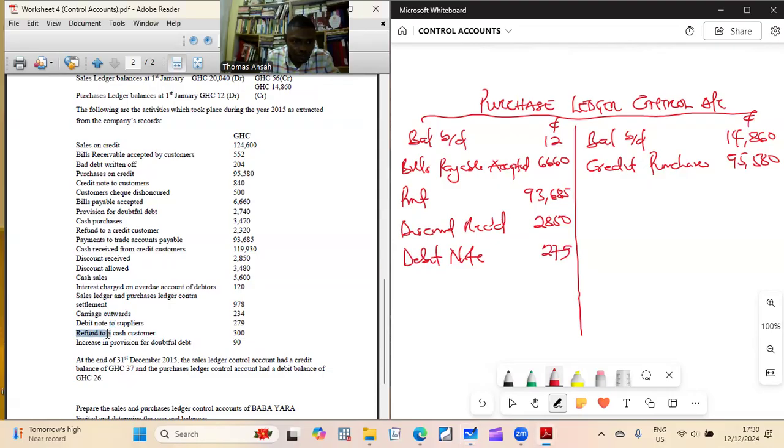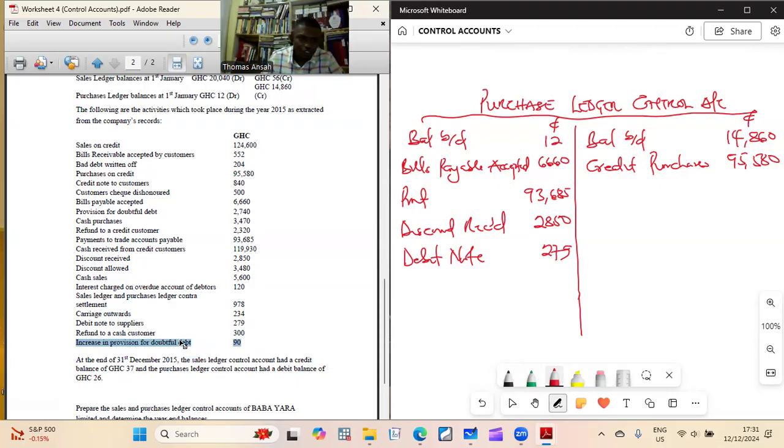Then refund to a cash customer. This guy is a cash customer. He will never be in our ledger because the ledger contains credit customers. So this one too is irrelevant. Increase in the provision. Yes, of course, it's an expense, so we don't need it here.